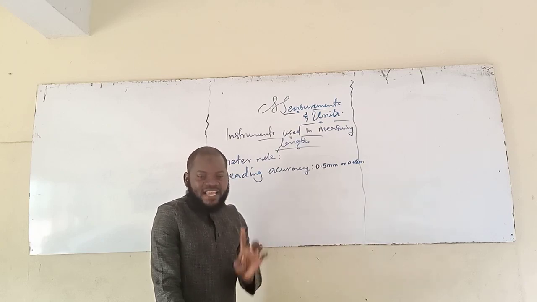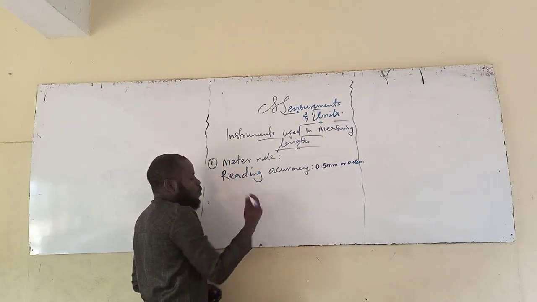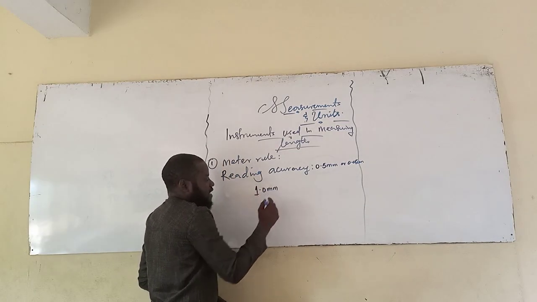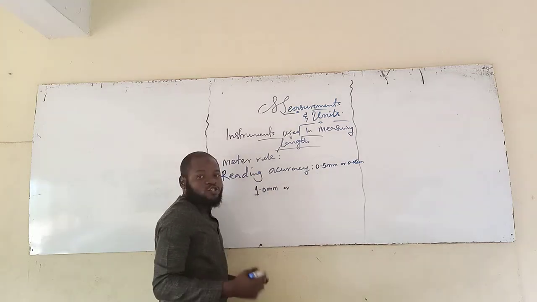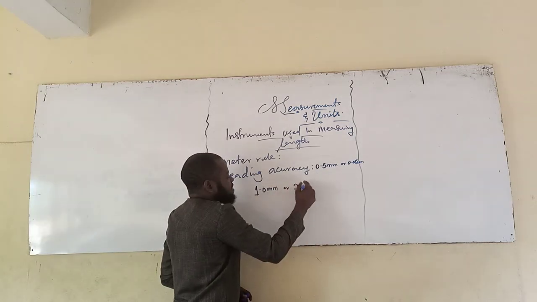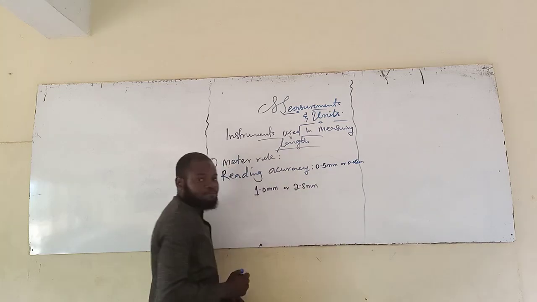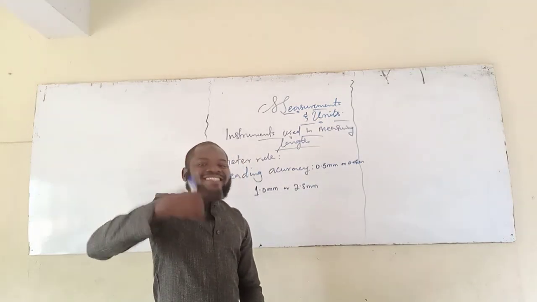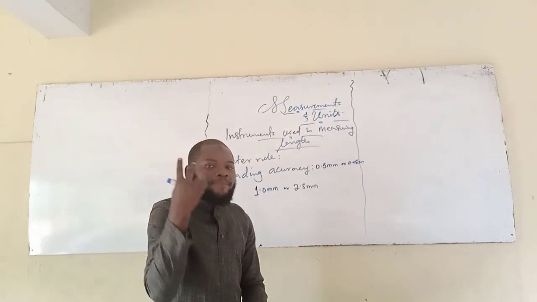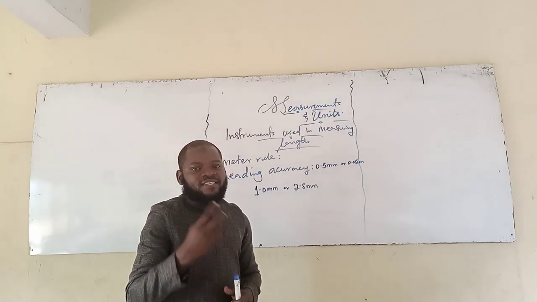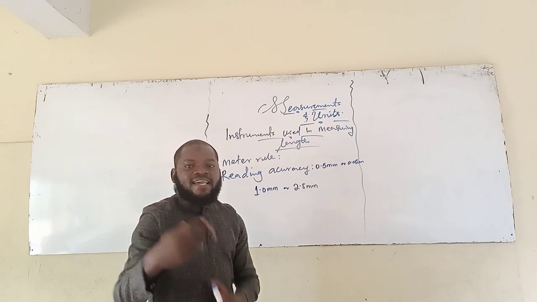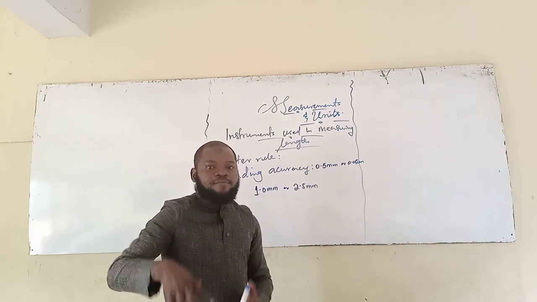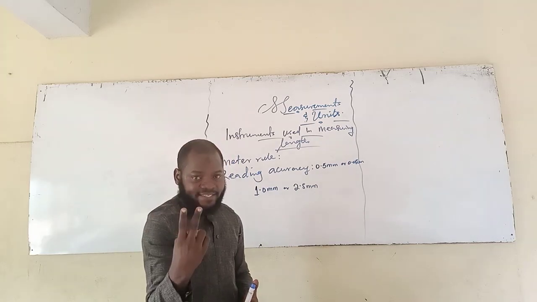One decimal place. That is, if I measure something and it is 1 millimeter, I'll write it as 1.0 millimeter. Or if I measure something and it is 2.5 millimeter, I leave it as 2.5 millimeter. But if it is in centimeter, it has to be in two decimal places, because the reading accuracy of a meter rule in centimeter is 0.05 centimeter. Therefore, your reading must also be in two decimal places.